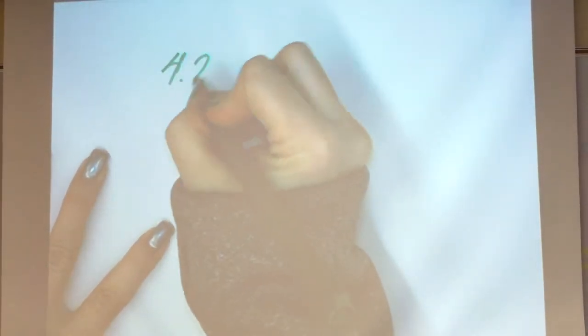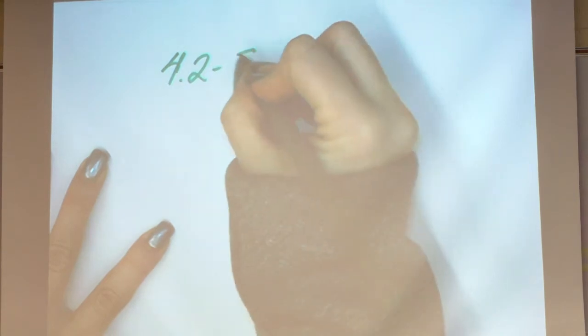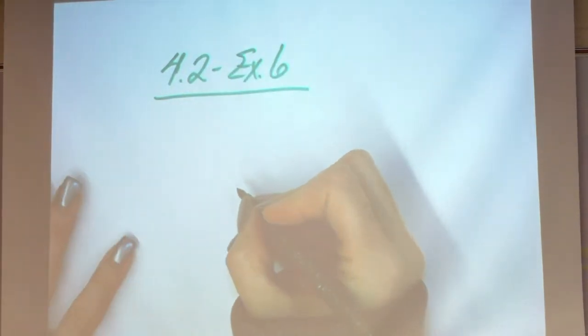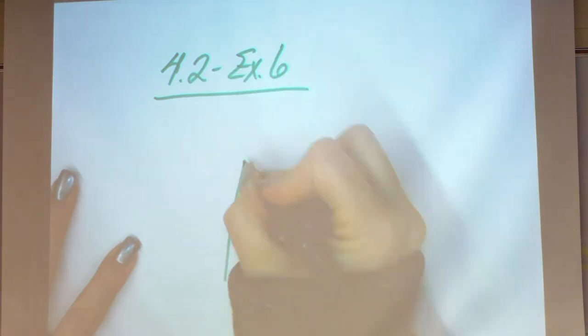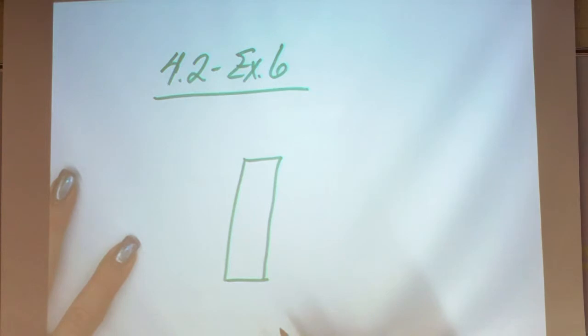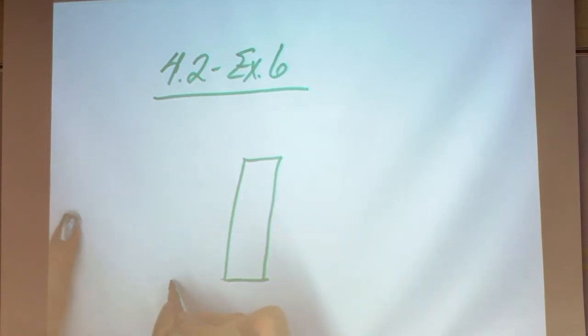So 4.2, example 6. And it gives you a picture. It gives you a building. And it gives you some known distances. The distance from the building is 340 feet.